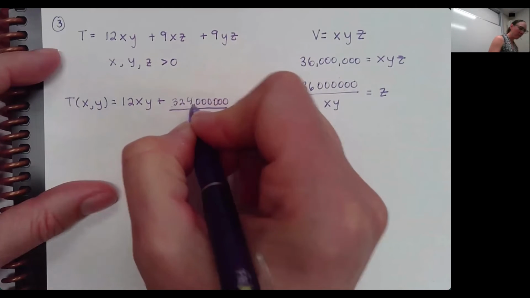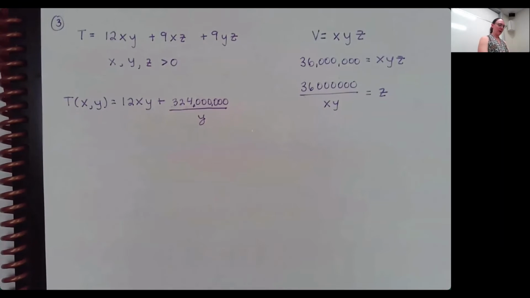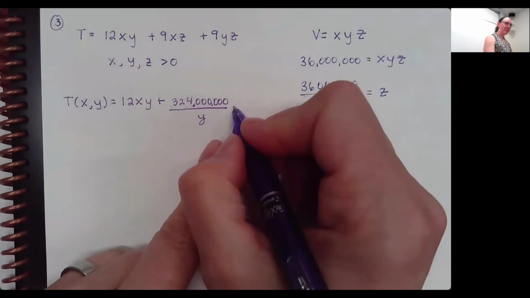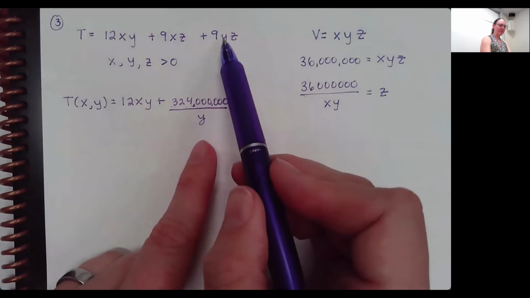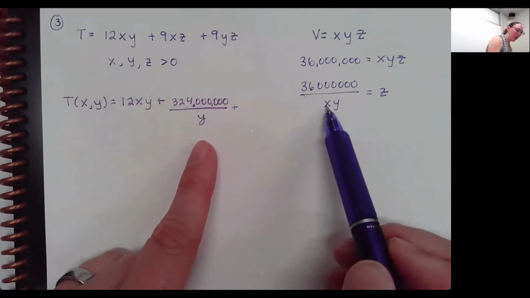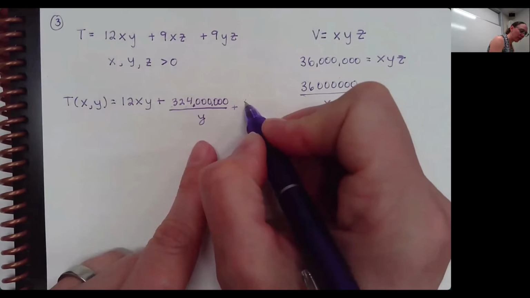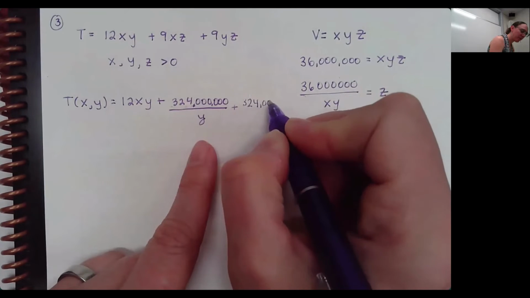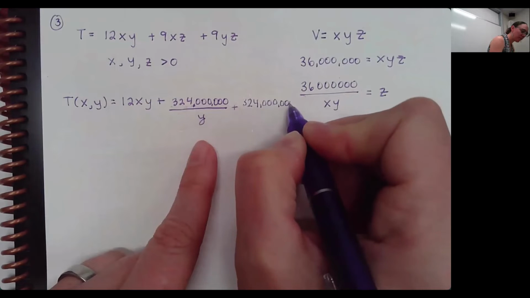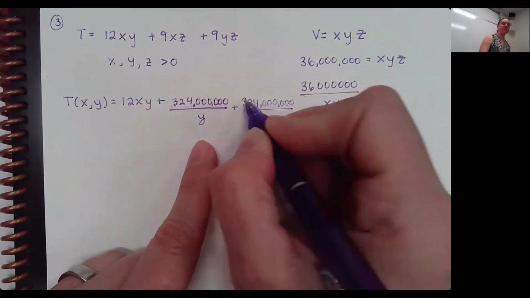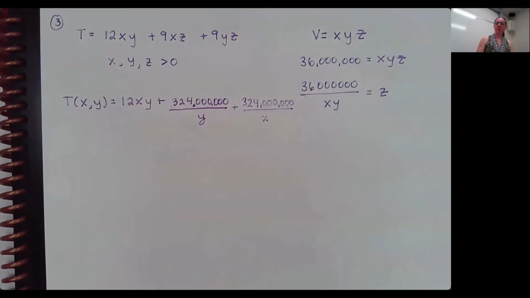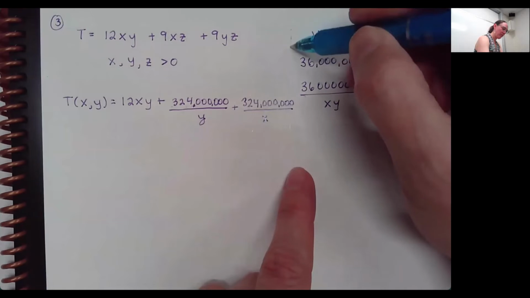$324 million. Which means my next piece, when I multiply this by z, my y's will cancel out, but not my x, so I'll have another 324 million, but this time divided by x. Do you want to take the partial derivatives on your own or do them together?